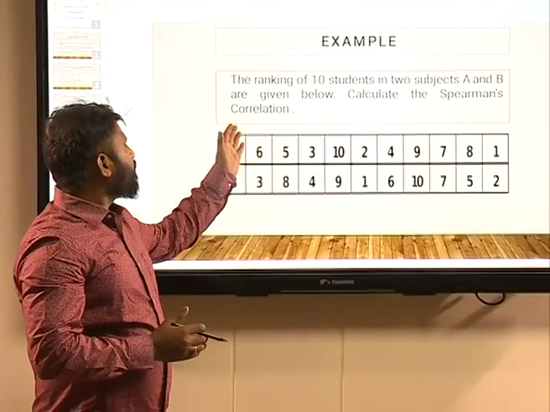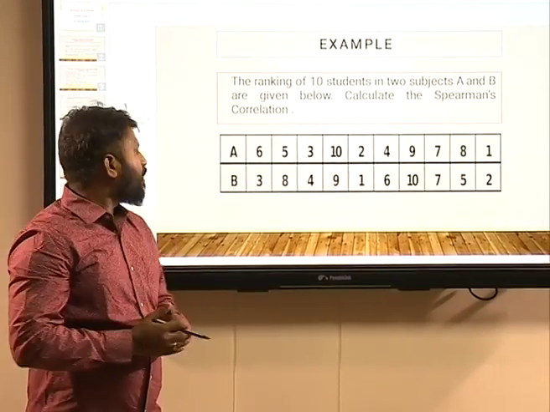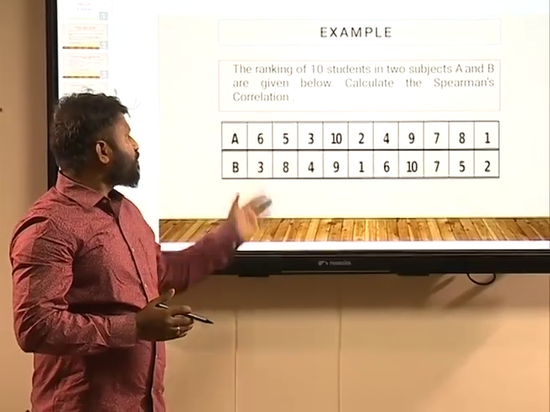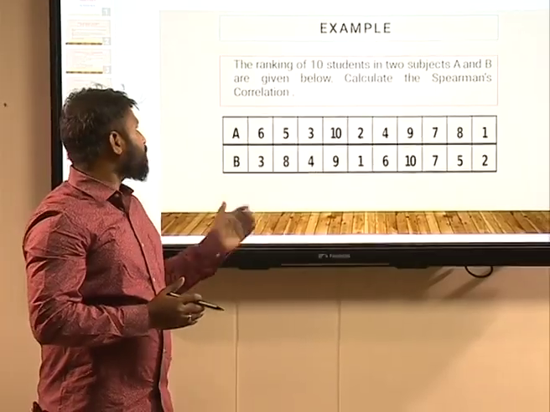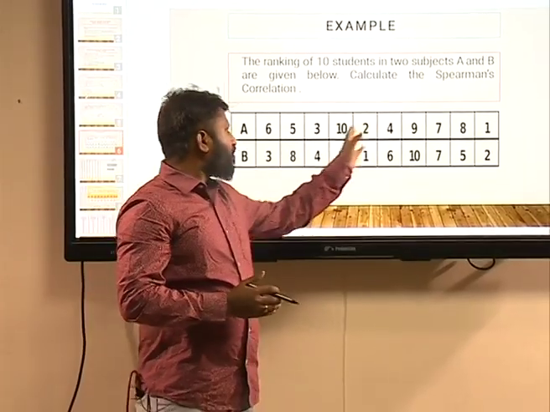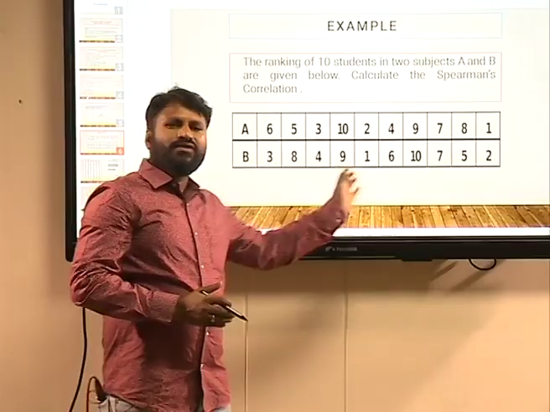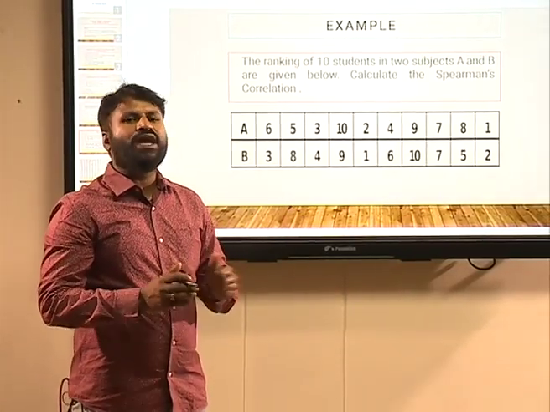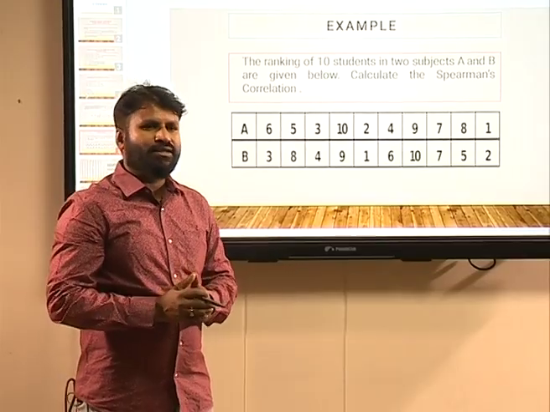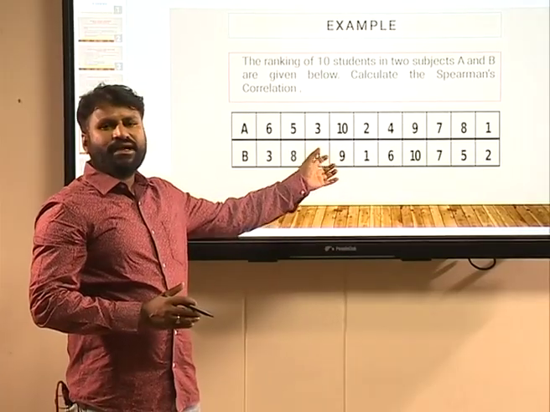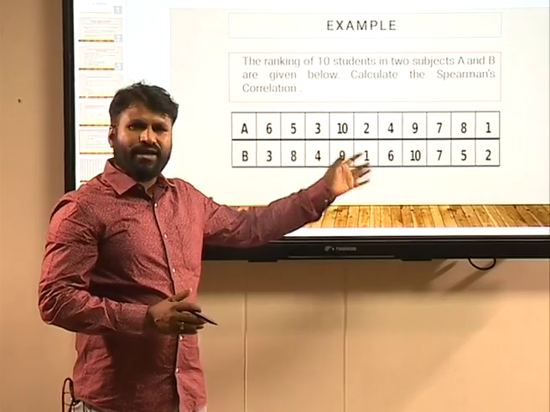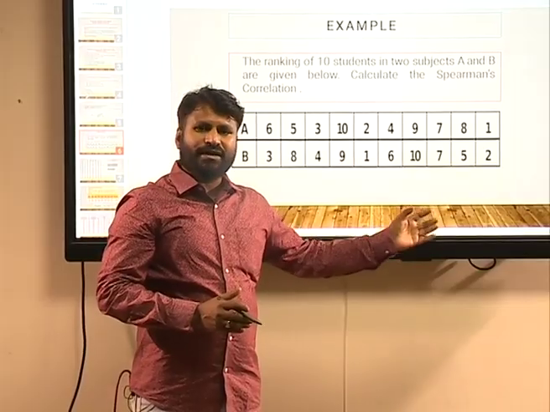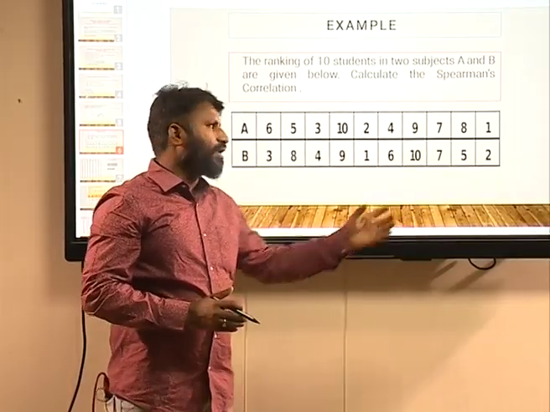First example: they have given the ranks of 10 students, subject-wise A and B, and we have to calculate Spearman's correlation. All these variables are ranks. Using these two sets of ranks, we have to calculate the correlation. Here, instead of a data set, only ranks are given, so with the help of those ranks we have to calculate the correlation.